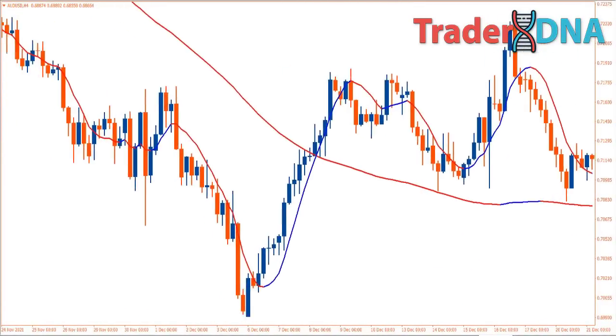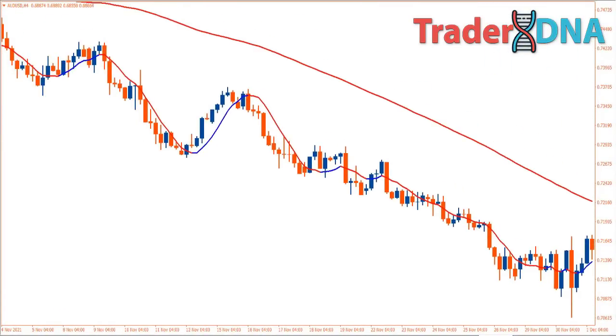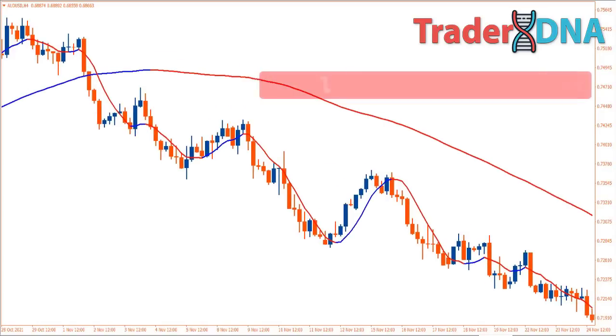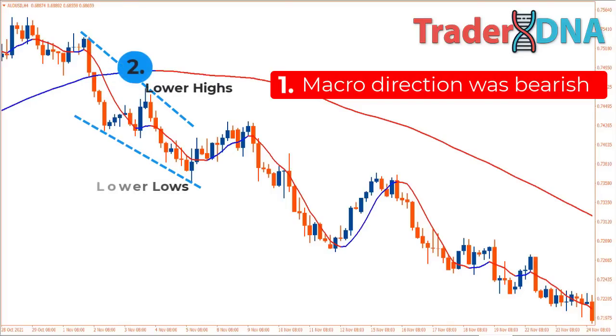Example 2. Here, the 240-period non-lagging moving average was sloping downwards, indicating a bearish macro bias. Number 2. Using the waves highlighted by the 21-period non-lagging moving average, we could discern clear lower highs and lower lows. This swing structure supported a downtrend.